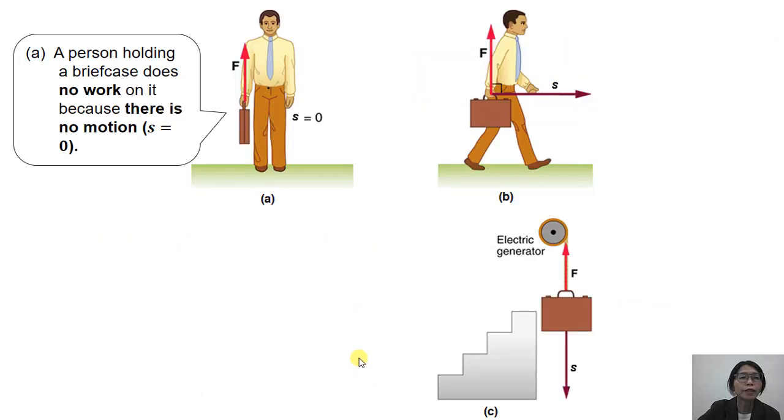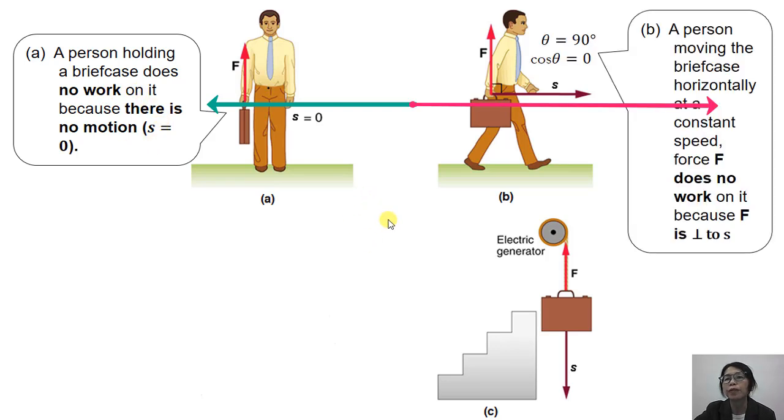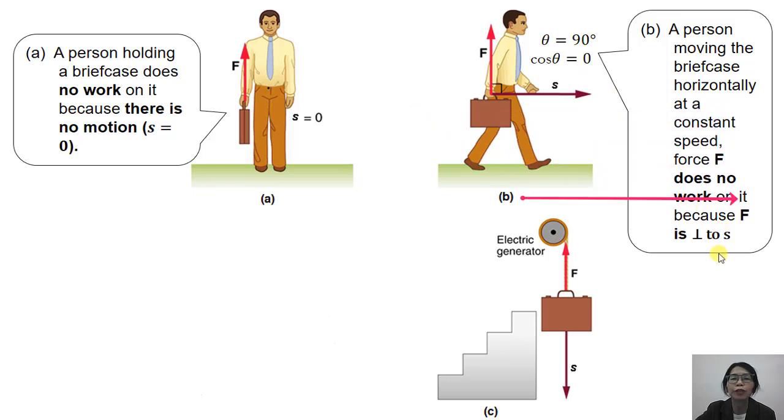So class, for the first situation, the person is holding a briefcase and does no work on it. Why? Because there is no motion. For this second case, a person is moving the briefcase horizontally at a constant speed. The force F does no work on it because the angle between the force and the displacement is 90 degrees. The force is perpendicular to the S.